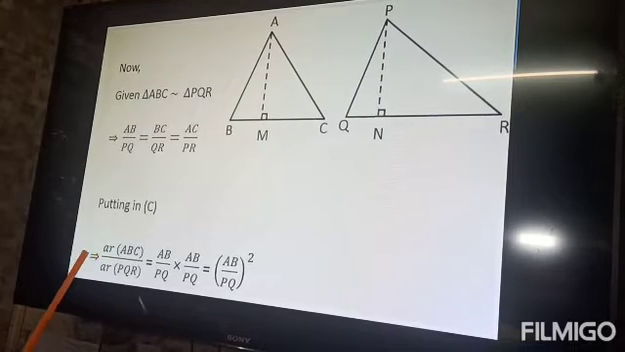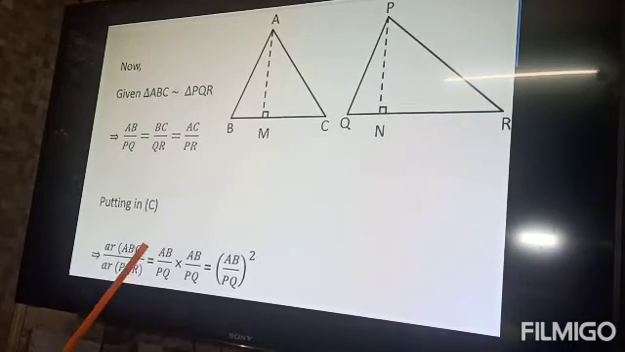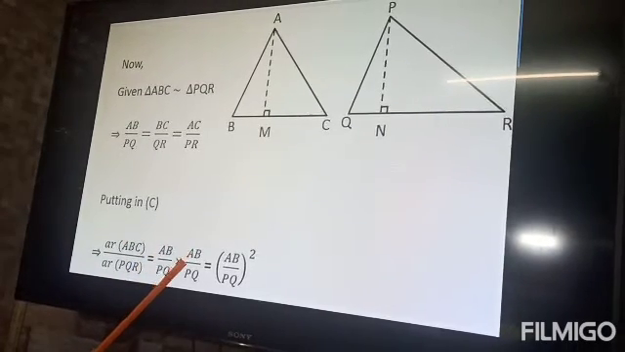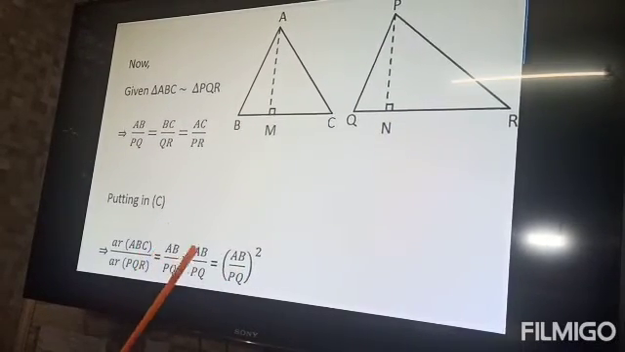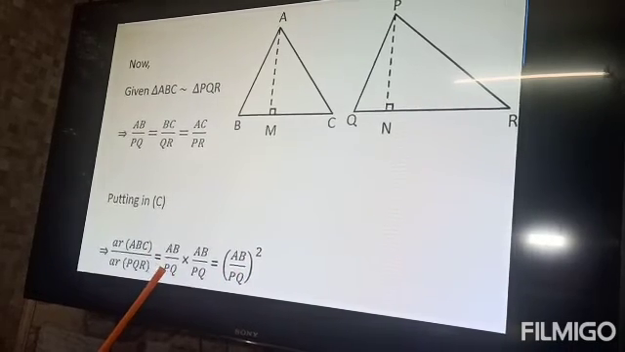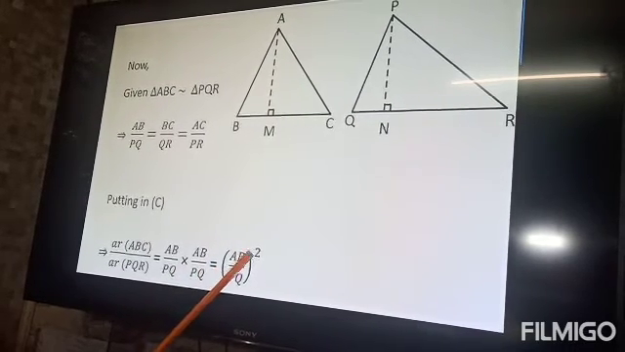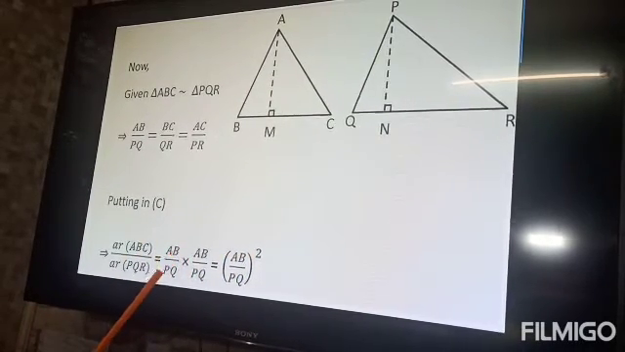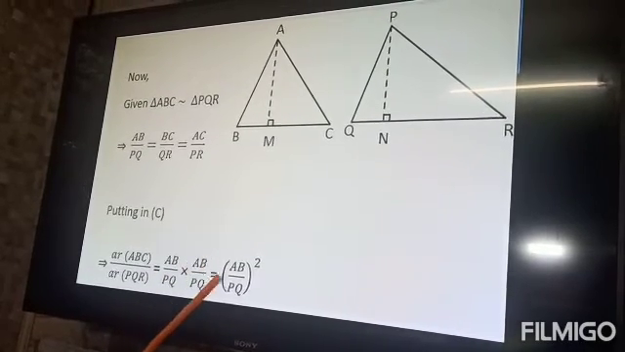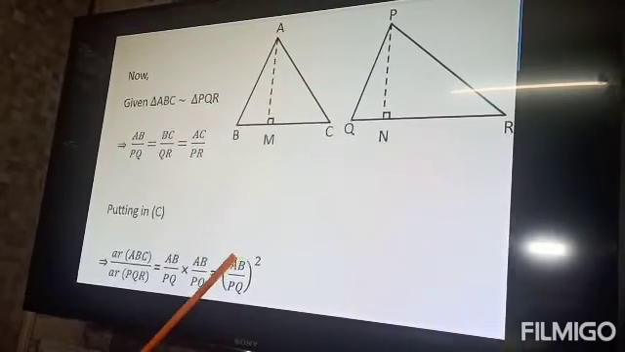Equation C implies area of triangle ABC divided by area of triangle PQR is equal to AB by PQ into AB by PQ, that is equal to AB into AB, AB square, divided by PQ into PQ, PQ square. We can take the square commonly: AB square by PQ square, AB into AB is AB square, PQ into PQ is PQ square. Keeping the square common, it is AB by PQ whole square.